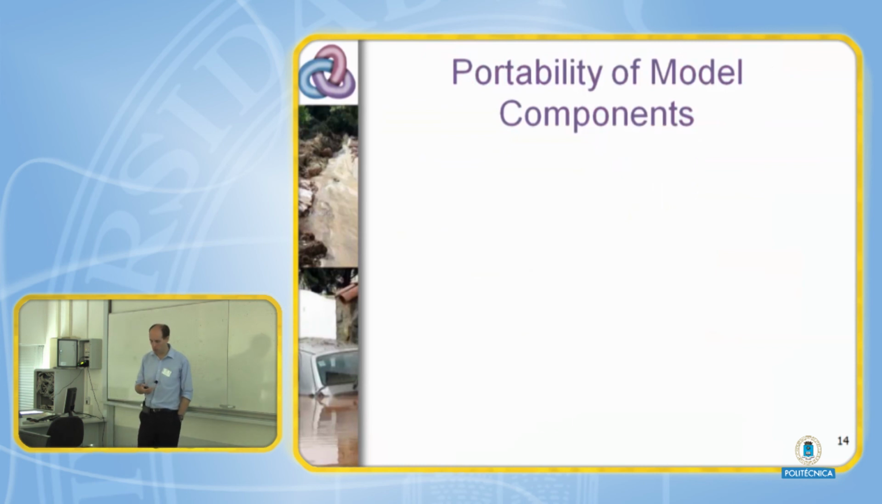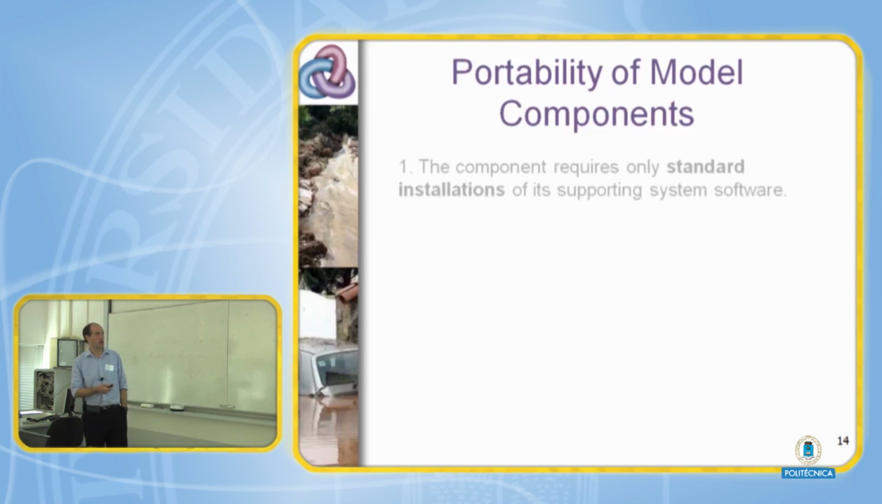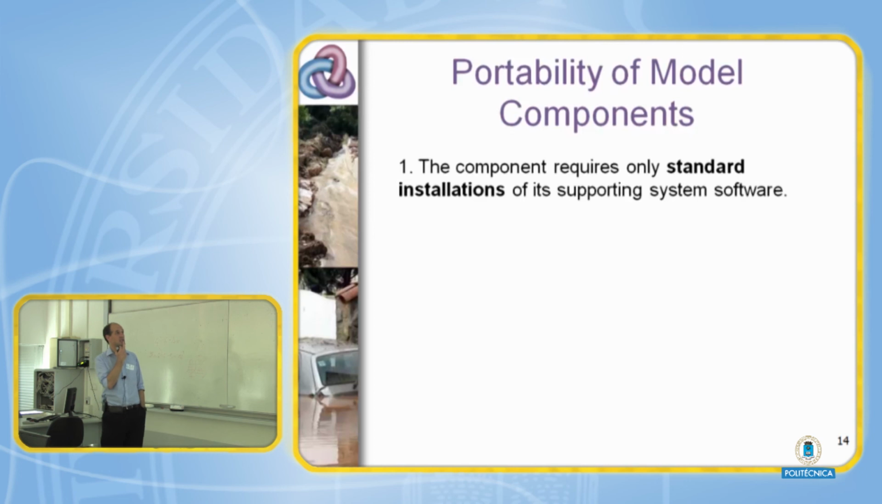Portability of model components. We ask that model components are made portable. Firstly, what we mean by this is that the component requires only standard installations of its supporting system software. Now, I don't want someone to come to me and say, I've written a model in C#. It essentially uses .NET, but I've made a lot of tweaks to .NET, and I've got this special installation of .NET which runs. We want standard installations of all of the supporting software: operating system, the whole software stack, standard stuff. Any special tweaks you want to do, do within your model.